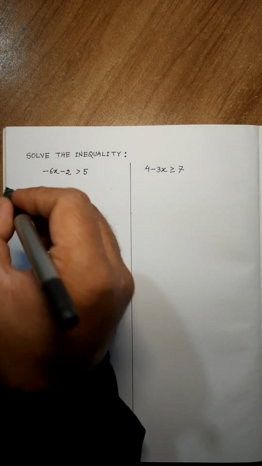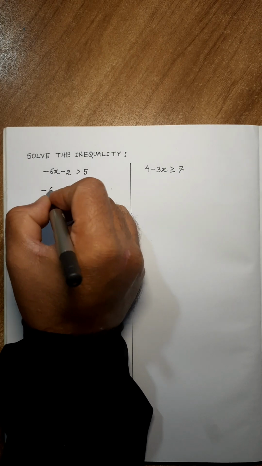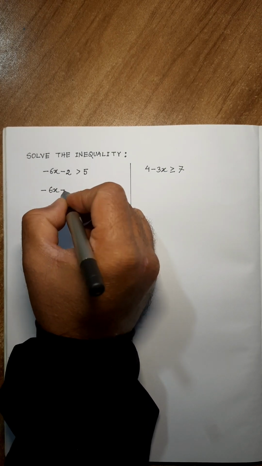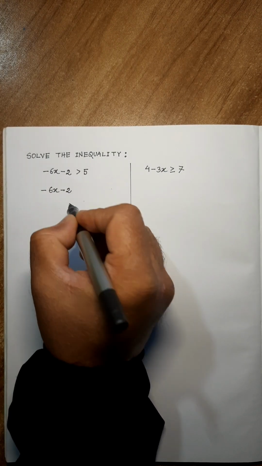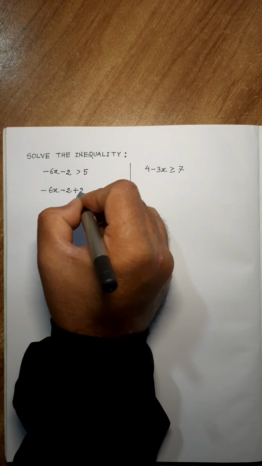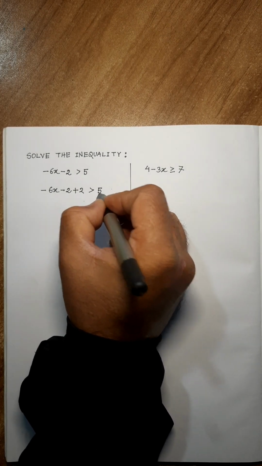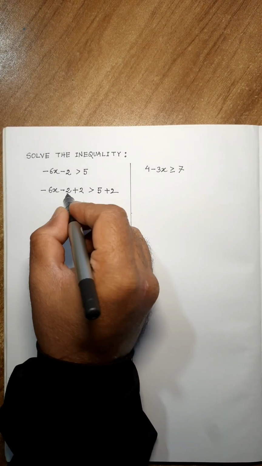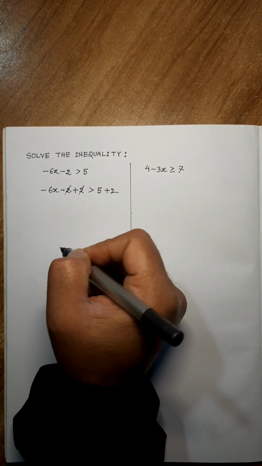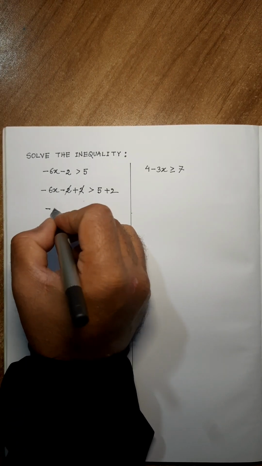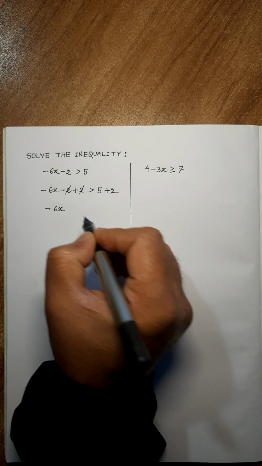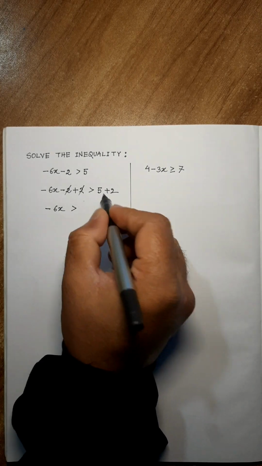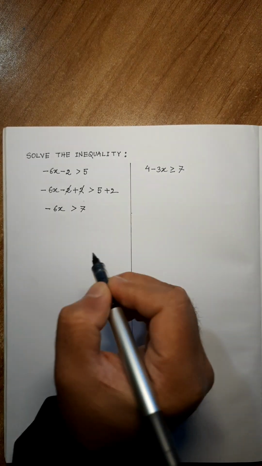So we need to make x alone. Let's try to do that. So minus 6x minus 2, we can add 2 to both sides, 5 plus 2. And that will eliminate this 2, thus it will isolate x further. So minus 6x is now greater than 5 plus 2, which is 7.